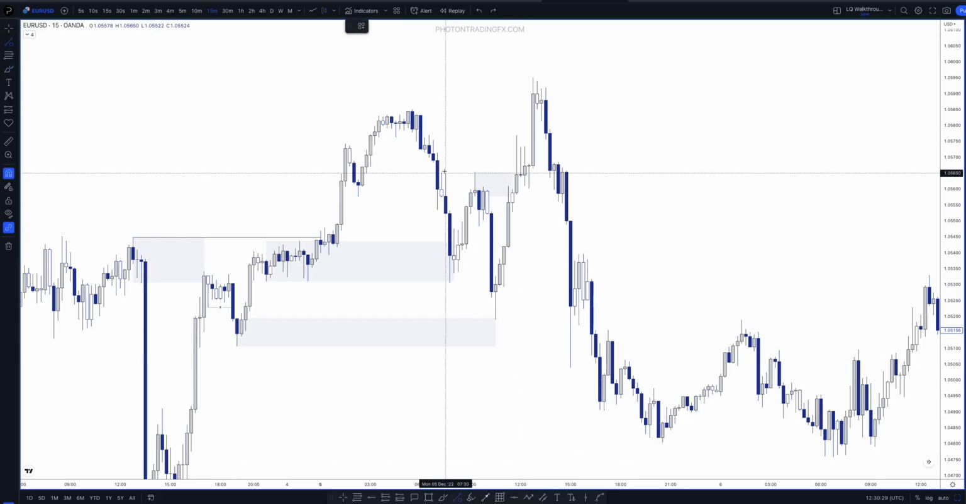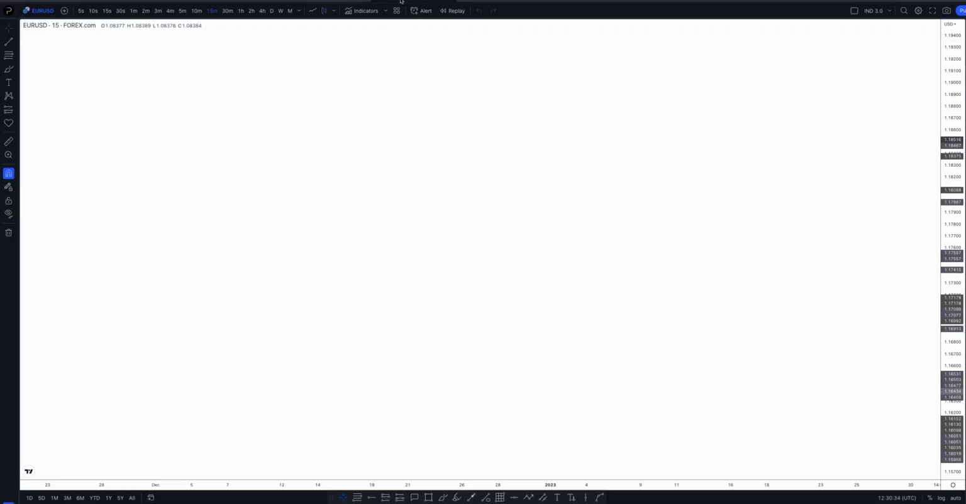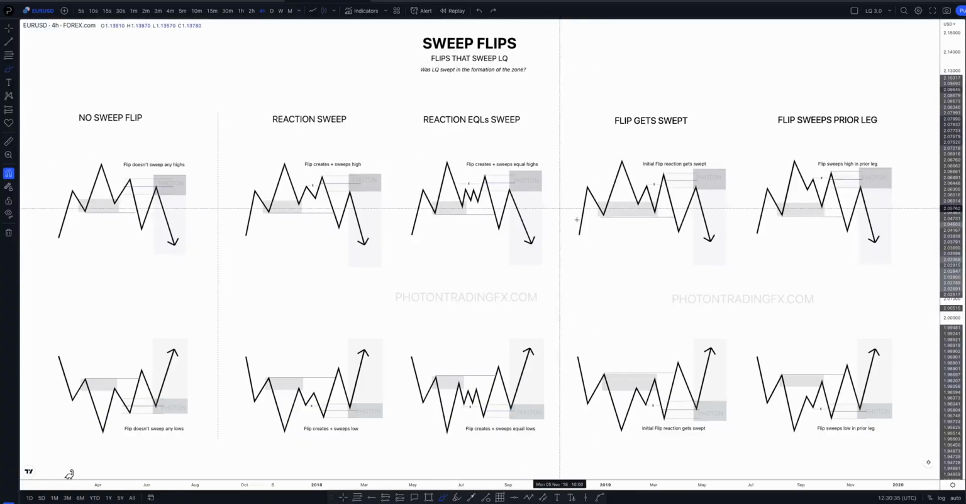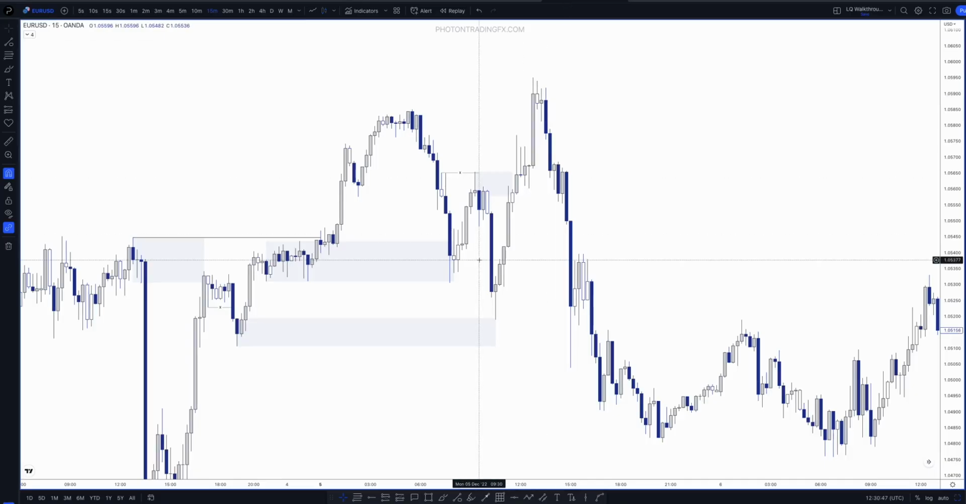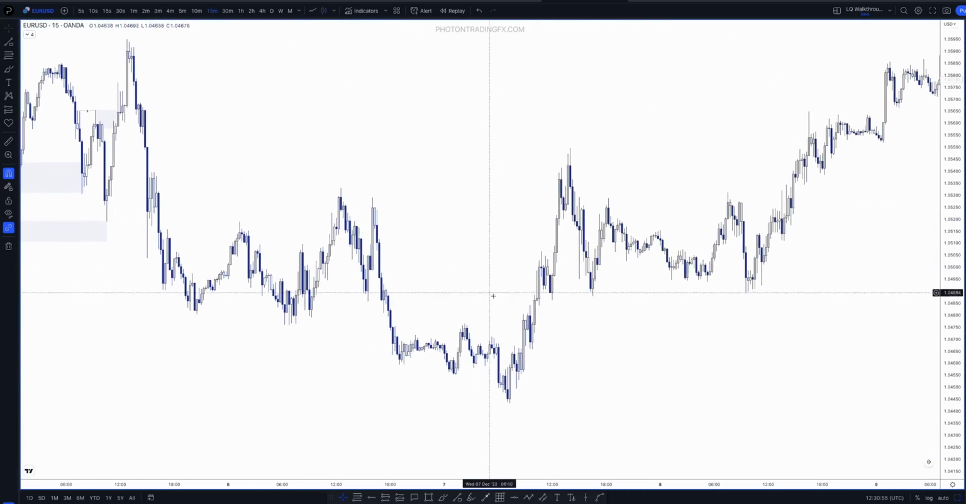So this is an example to show you of this one here, where it sweeps, right? We react from demand, we come up and sweep a high in the previous leg, right? We never actually put in the true high, and then we come down, okay? So that would be that example where flip sweeps the prior leg, all right, here, and we come up and do that. So that was a nice example of that. All right, let's just look at one or two more examples, and then we'll start to wrap it up.